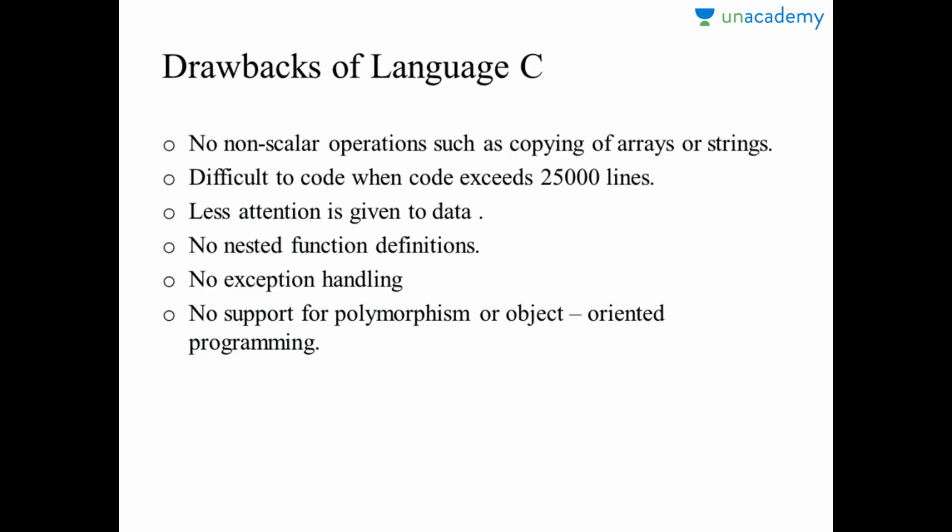In procedure-oriented programming, there is less security of data. Although C is one of the most liked and widely used professional programming languages, once a program exceeds 25,000 to 1 lakh lines of code, it becomes really very difficult to maintain that code. Also, one of the most notable drawbacks of language C is that it does not support polymorphism, that is, it does not support data security very well.